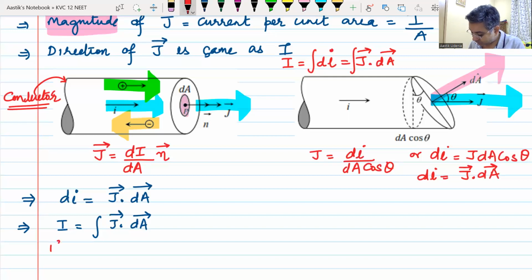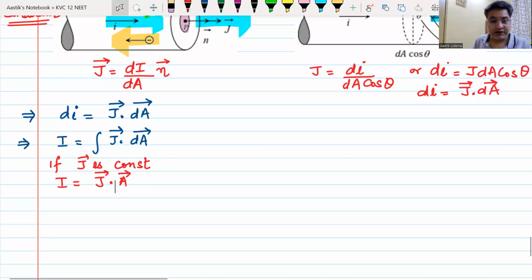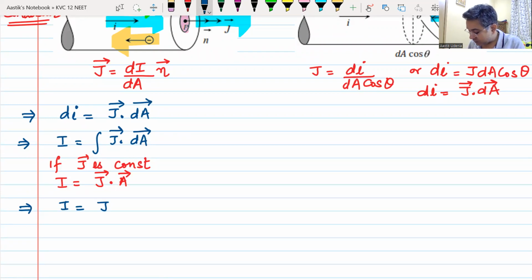Now, if current density is constant, then you will have this formula: I will be equal to J dot A. Do we understand this? If current density is constant, you will get this formula. Or you can write it in this fashion. In this case, I will become J into A into cos theta.